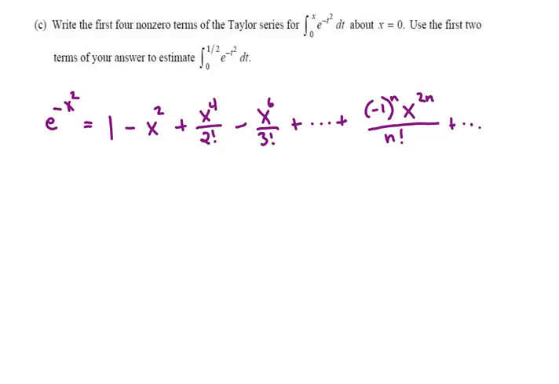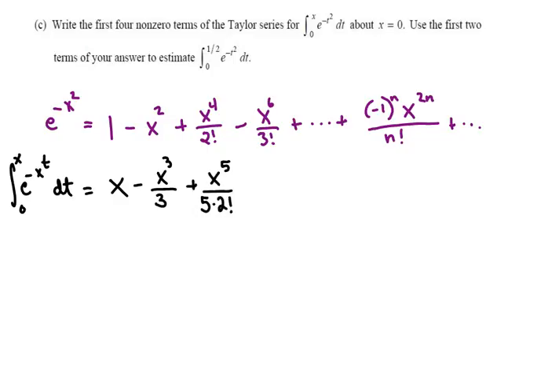And so very simply we want the integral of each component, and the first term will be x, the second term will be x to the third over 3, negative. The third will be x to the 5 over 5 times 2 factorial, and that will be positive. The fourth will be x to the 7th over 7 times 3 factorial, and that term will be negative. Right, so those are the first 4 terms.